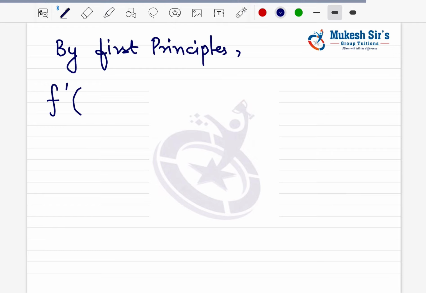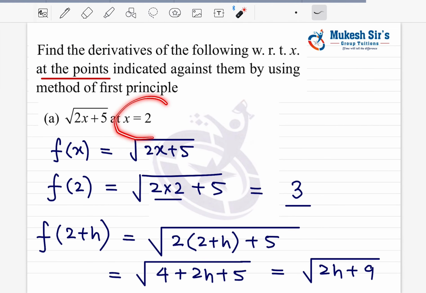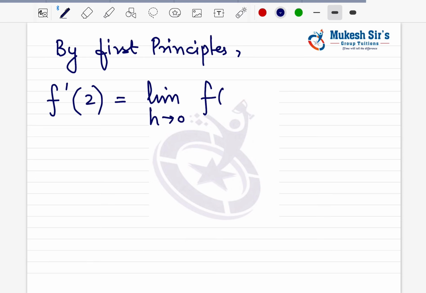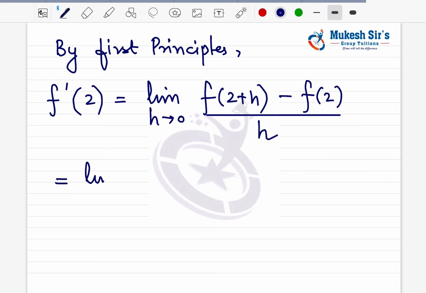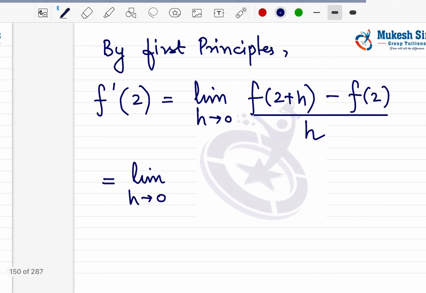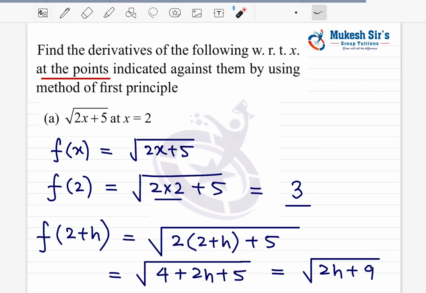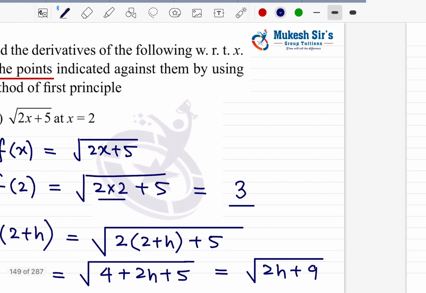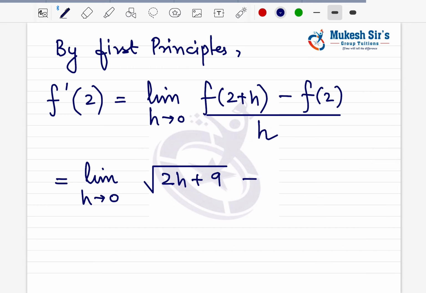You want the derivative f dash 2 चाहिए ना, you want the derivative at x equal to 2. So your formula f dash 2 will be equal to limit h tends to 0, f of (2 plus h) minus f of 2, the whole divided by h. So put the values, limit h tends to 0, f of 2 plus h. Now f of 2 plus h कितना मिला था हम लोग को? 2h plus 9. f of 2 is equal to 3. So that'll become root of 2h plus 9 minus 3, the whole divided by h.